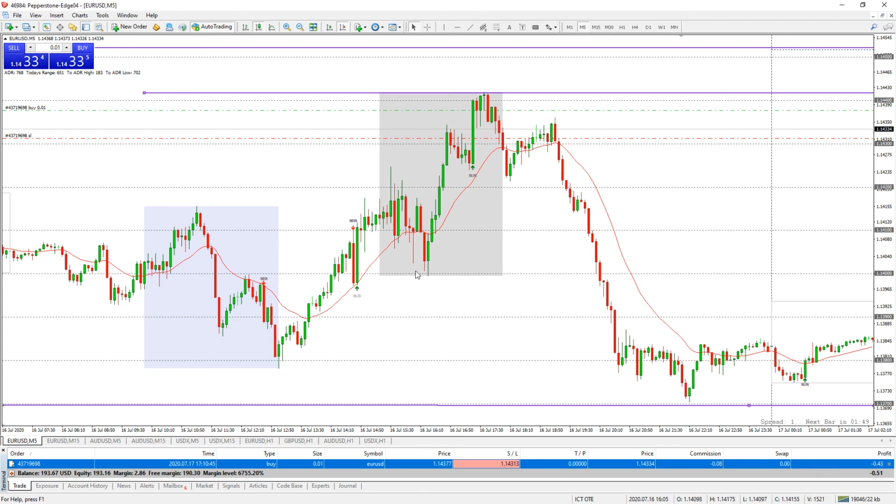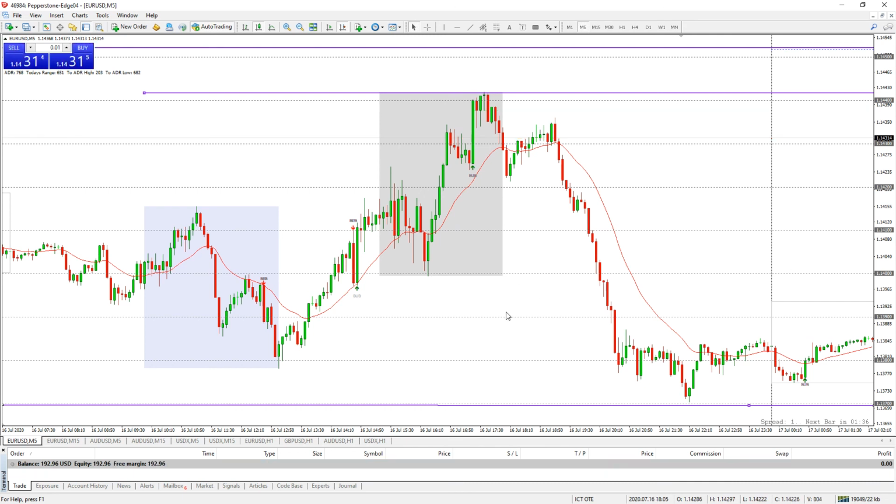So this is a point where you actually had the OTE, not the perfect setup, but it had a reaction at the round number, which is also part of the normal teaching. So that's all.